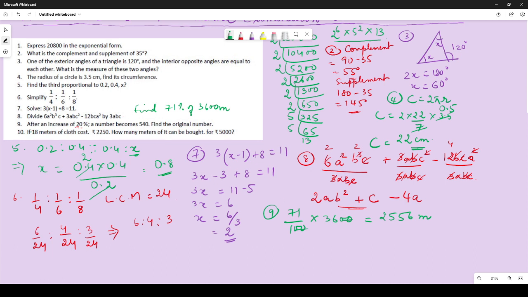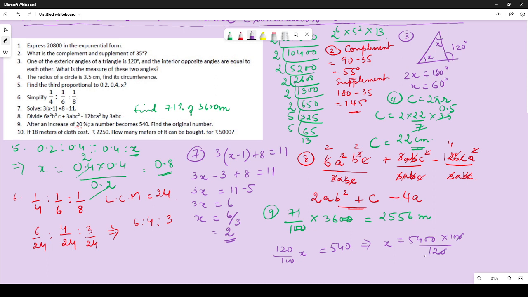Now let us take up question number 10. अच्छा यहाँ भी अगर करना है, after an increase of 20%, the number becomes 540. So if you are doing this question, then it means that 120% of x is equal to 540. So what you are supposed to do is increase of 20% of a number. So this number increases. So what you do over here is x is equal to 540 into 100 by 120.